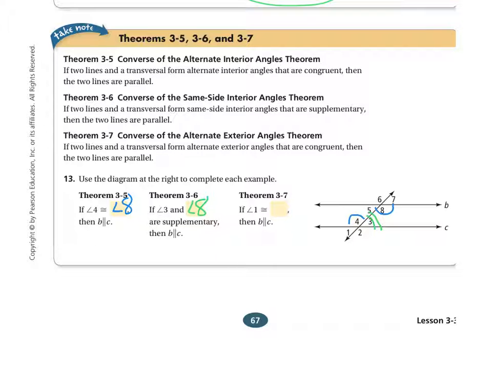Same side interior. Theorem 3.7 is alternate exterior. So with alternate exterior angle 1, I'll put 3 arcs on angle 1. Actually, I could have put 2 because that's the same as angle 3. Alternate exterior would be way up here, angle 7.